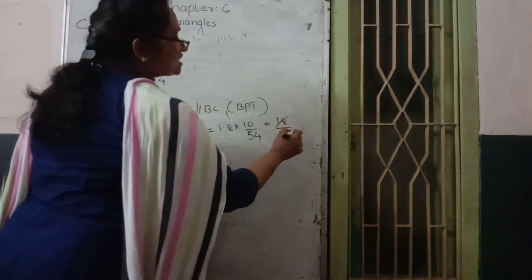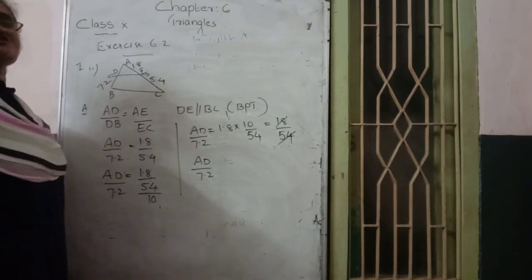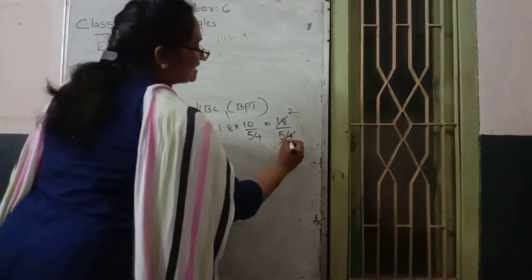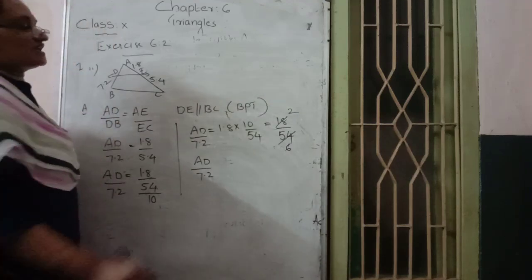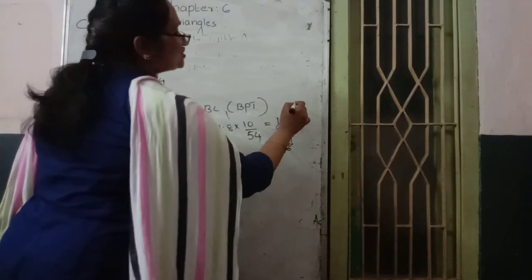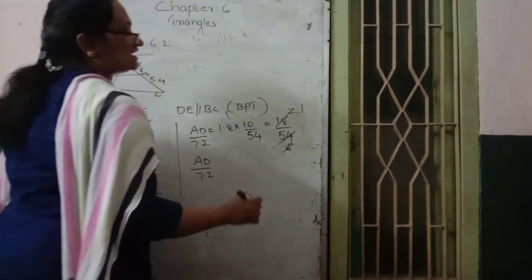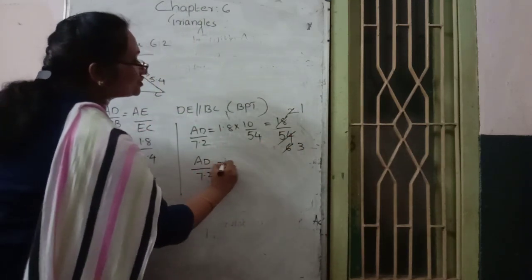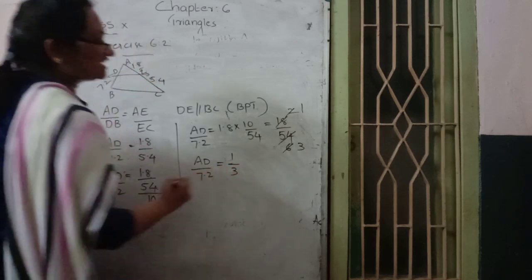18 means which table is used to cancel? 9 table is used to cancel. 9 2s are 18 and 9 6s are 54. Again cancellation is possible with 2 and 6. Which table? 2 table: 2 1 time, 2 table 6 means 3. So AD by 7.2, cancelling it, 1 by 3 we get there.